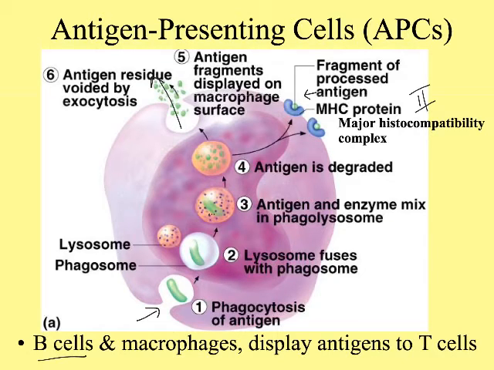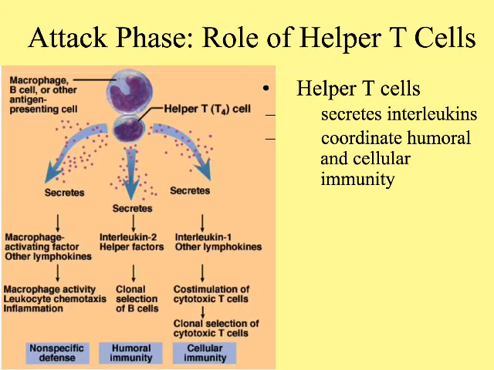So B cells and macrophages are antigen-presenting cells. They let everybody else know what they've seen. It's kind of like a warning system. It's sending out an SOS. This is what we killed. Or you could think of them as show-offs. Oh, this is what we killed.